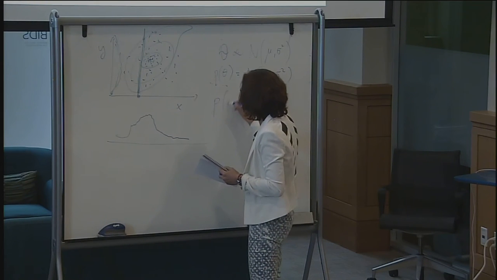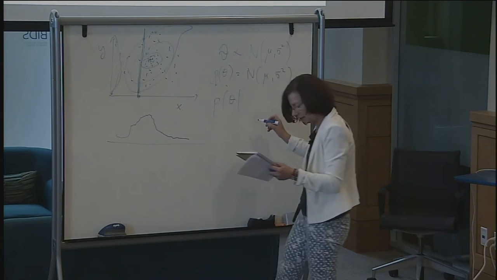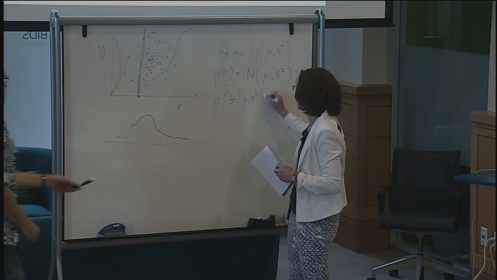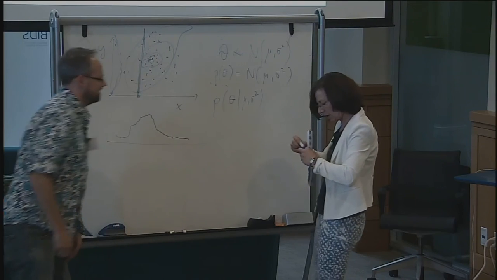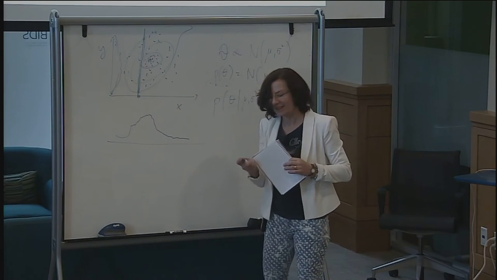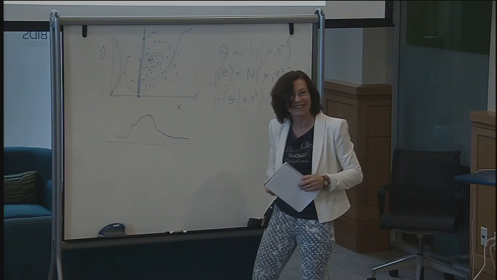And then probability of theta given mu and sigma square. I mean, this is a variance, yes? Oh, that's a better one, okay. Yeah, sorry. My writing is bad, but if you can't even see that, it's even worse, right?